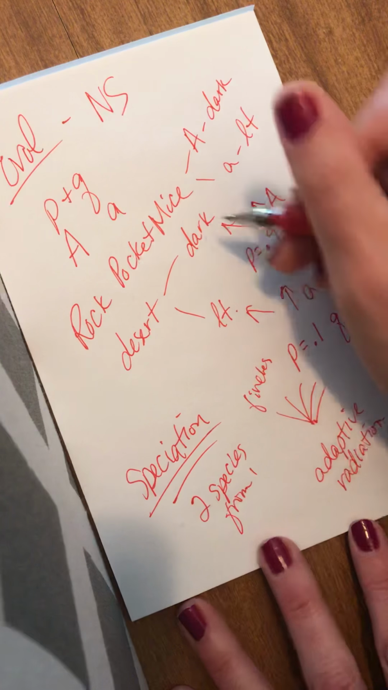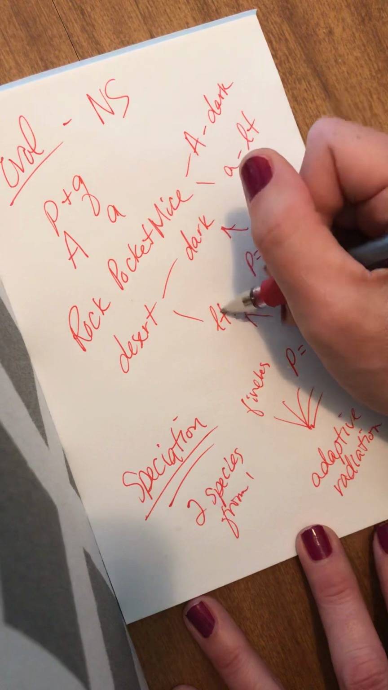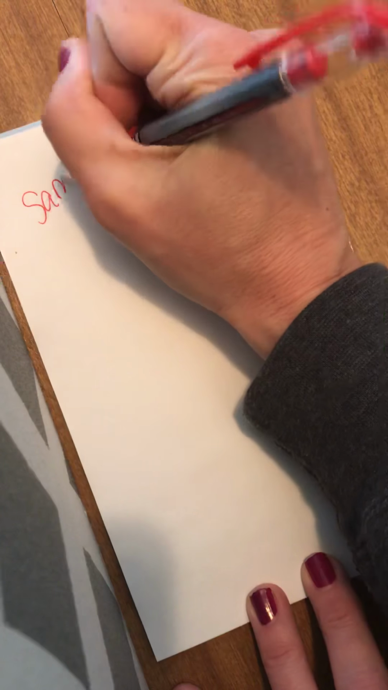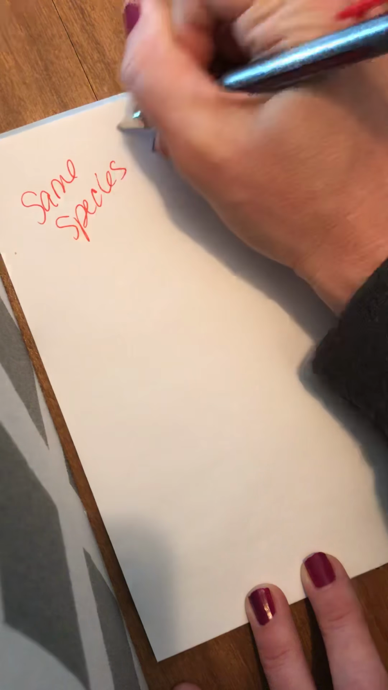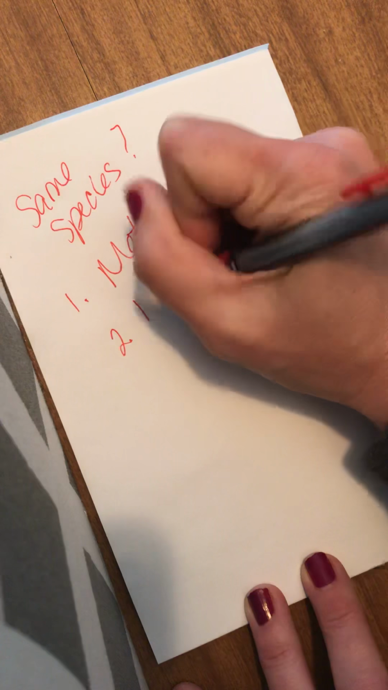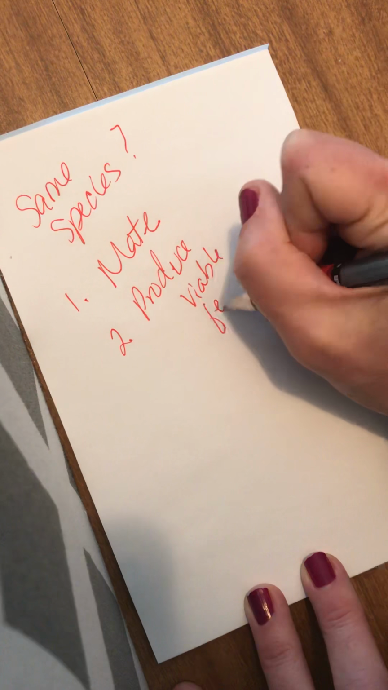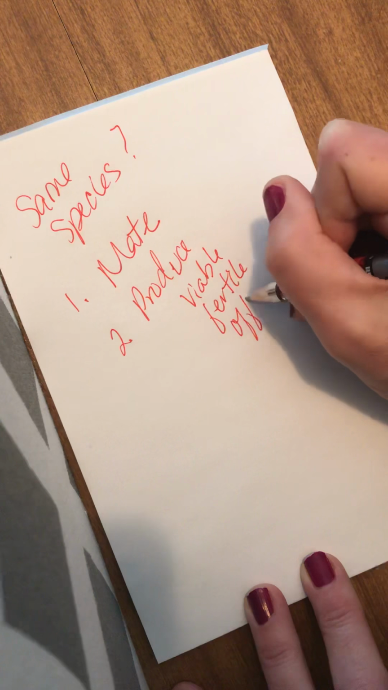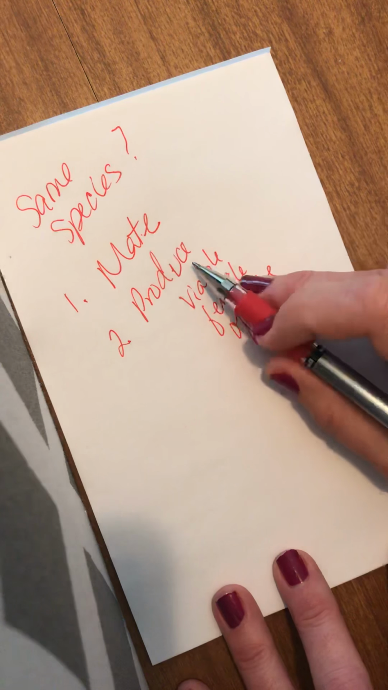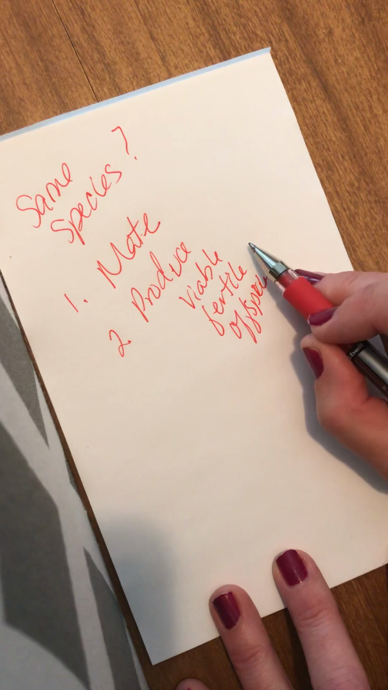When I think about these two populations of rock pocket mice, if I want to know if they're the same species or not, here's my rule. If you are the same species, what do you have to be able to do? You have to be able to mate. That's the first requirement. Then you have to be able to produce viable, fertile offspring. So you have to come together and mate, you have to have babies, the babies have to live, and the babies have to be fertile, meaning that they can reproduce.